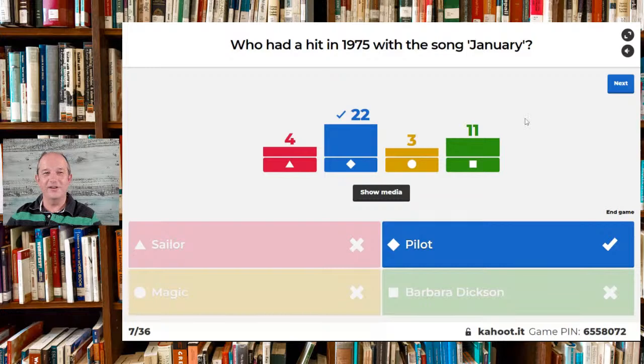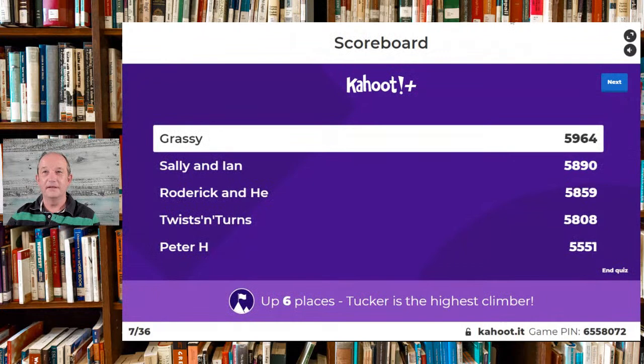Let's see what that's done to the leaderboard. And absolutely nothing to the order of the leaderboard. So everyone there obviously got it right. Well done, Stephen, getting that right as well. And let's move on to the next question here. So this is another question about January. The whole round's about January. And this one is, where does the name January come from?